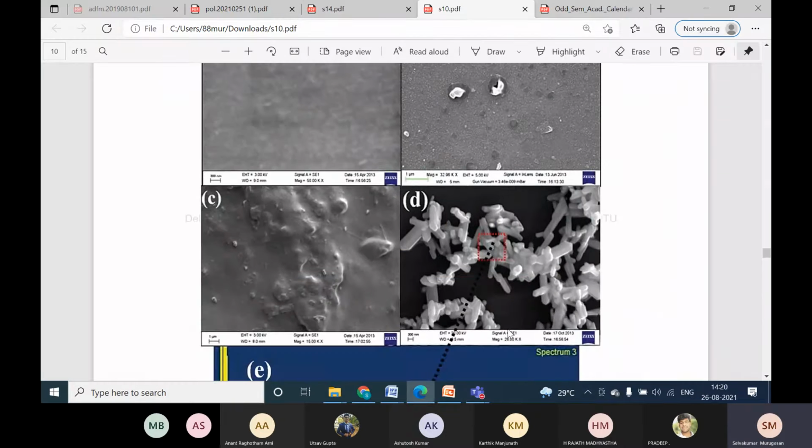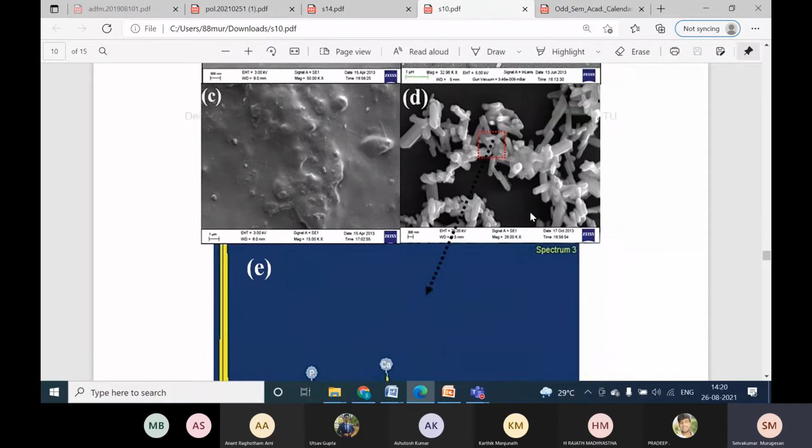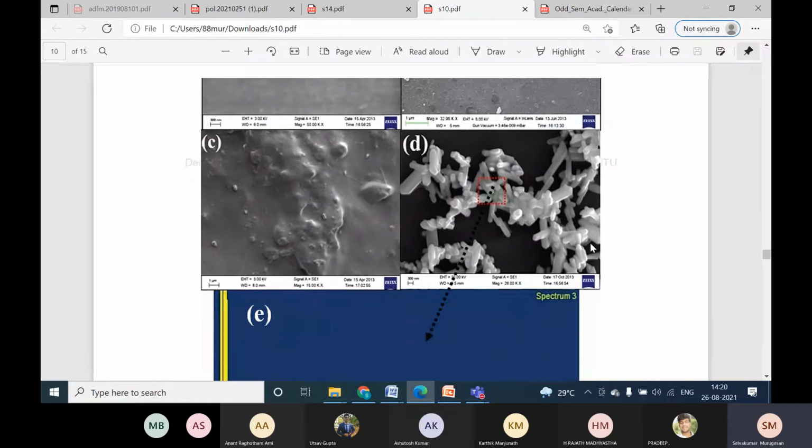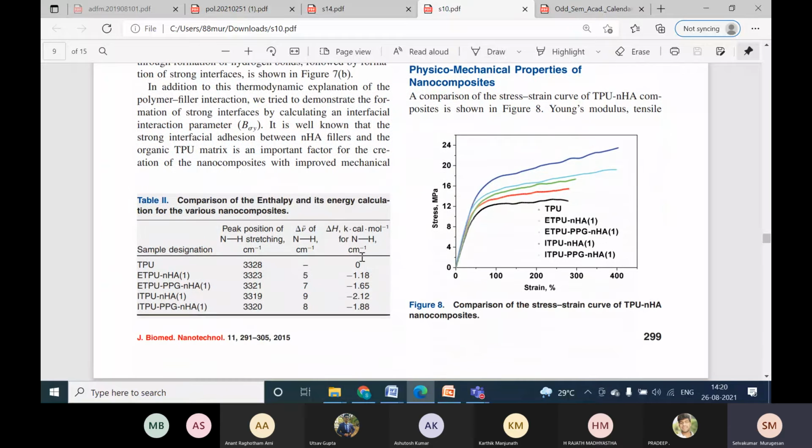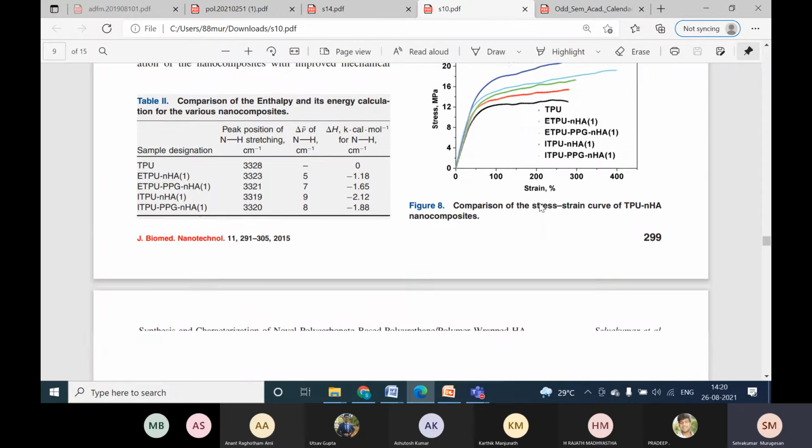But of course, I don't ask you other things like biocompatibility or cell differentiation because you have not studied that. I know that. But still, you can read some of the material, like how the energy was calculated, something like delta H, or how some peak position was changing. Why is it so? Okay. And of course, the physical and mechanical properties, like tensile properties, you can easily interpret.